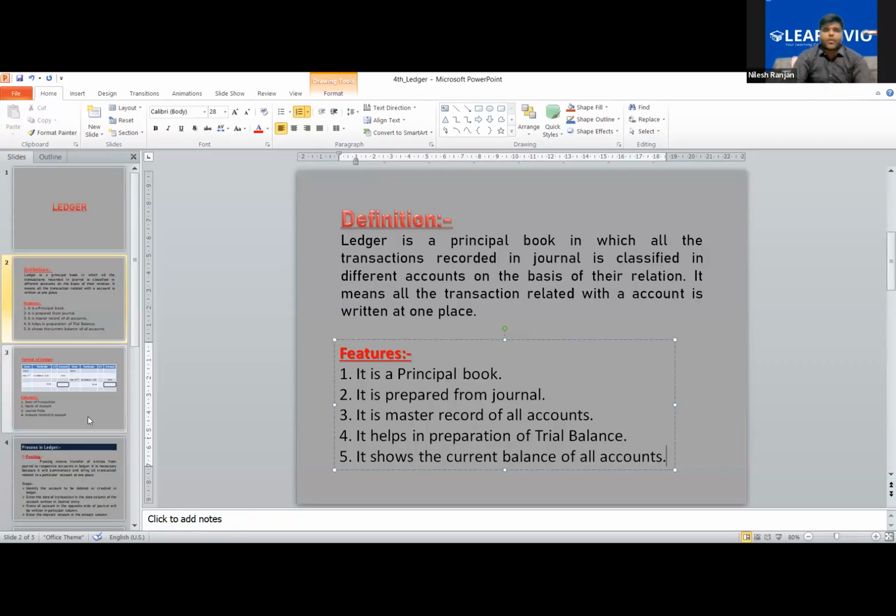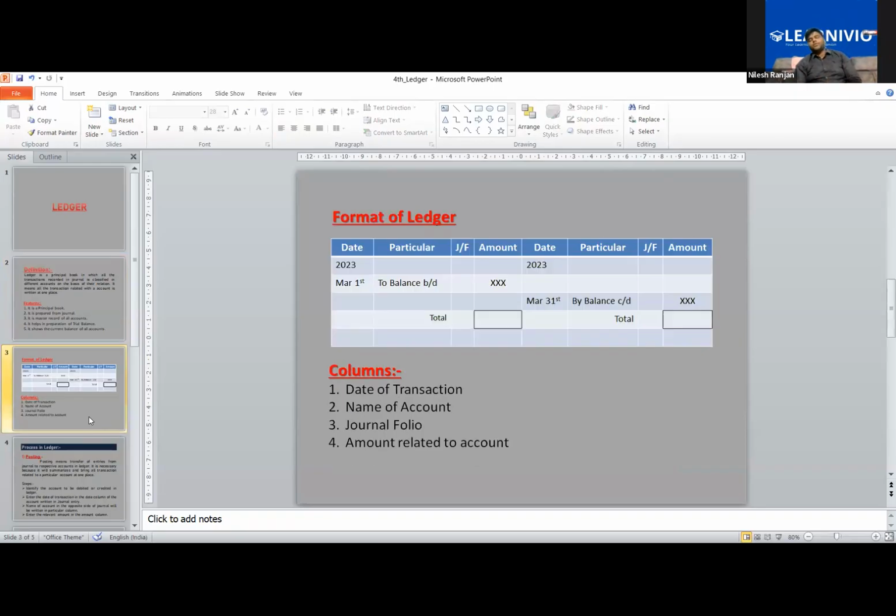After this, there is the format of ledger. You can see here, this format of ledger is divided into two parts, debit and credit. So you can see that four columns and four columns are repeated: date, particular, JF, amount, again date, particular, JF, amount. So from here, it is debit and credit.